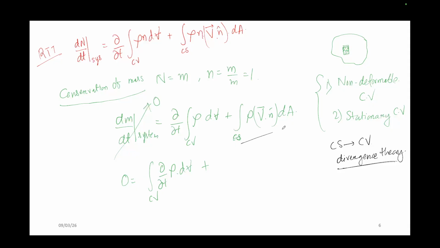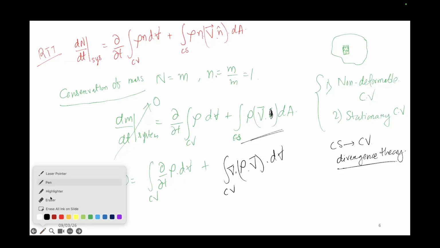So I just write this thing into this control volume approach. So we will get CV rho. There will be divergence theory, so there should be divergence. Sorry, and this is not there because we have considered n as 1 into dV. Got it? So that is how I convert this CS into CV method.